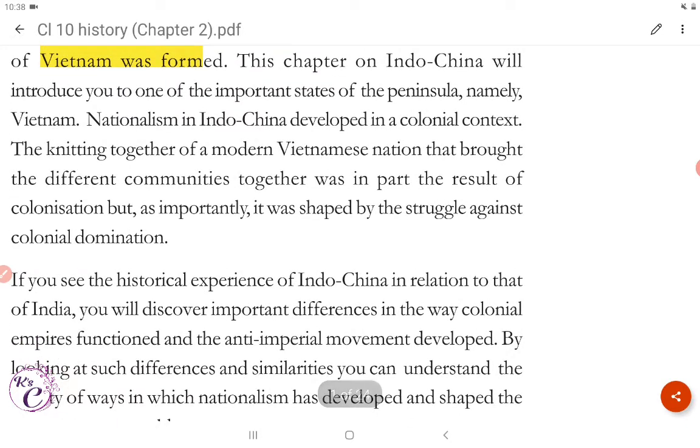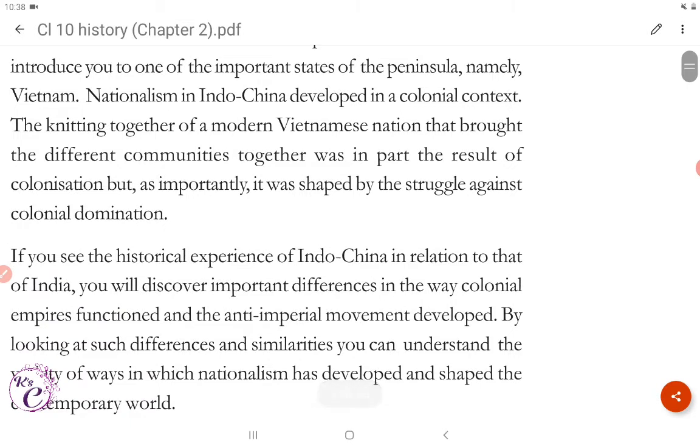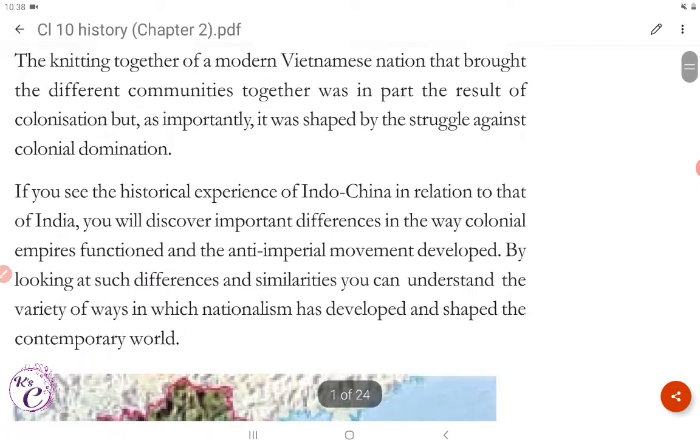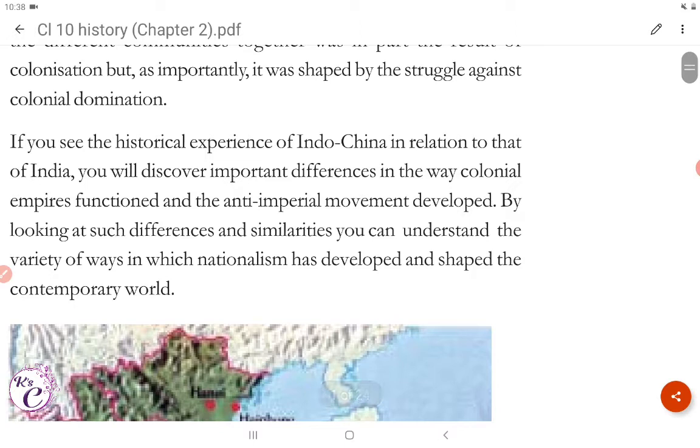Nationalism in Indochina developed in a colonial context. The knitting together of a modern Vietnamese nation that brought the different communities together was in part the result of colonization, but as importantly, it was shaped by the struggle against colonial domination.